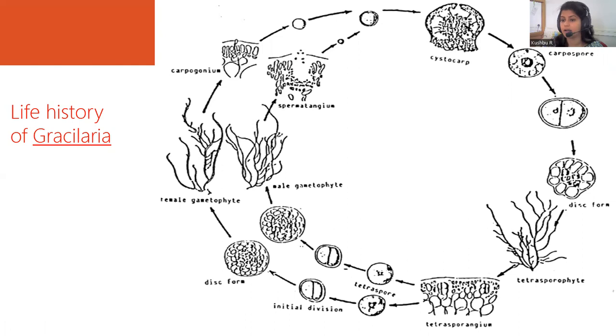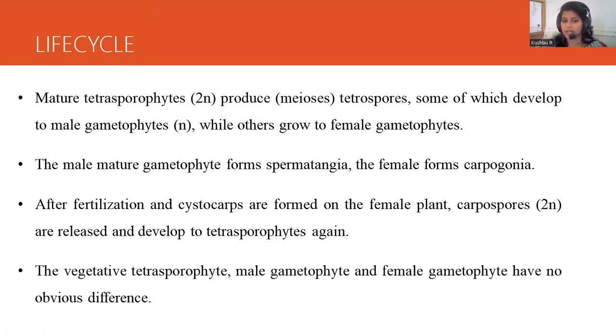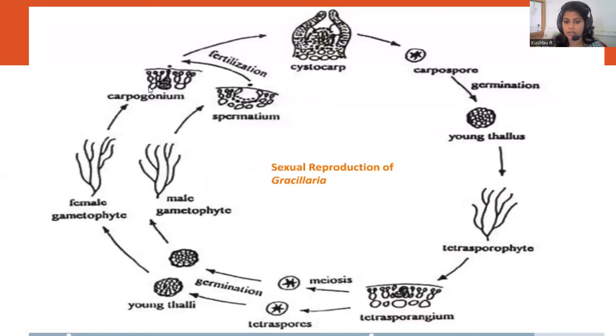This cystocarp is an end product of the fertilization process. This clearly depicts how the life cycle of the Gracilaria is. The cystocarp produces the typical type of spores, which when germinated become a tetrasporophyte. This tetrasporophyte will give 4 spores, where 2 will become male gametophyte, 2 will become female gametophyte. Female gametophyte will put across carpogonium. Male gametophyte will put across spermatangium, where spermatia are produced in spermatangium, egg cells are produced in carpogonium.